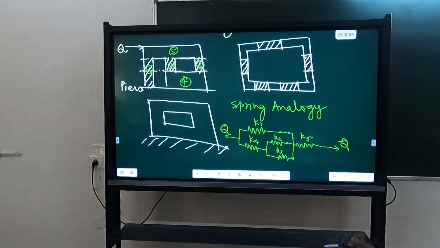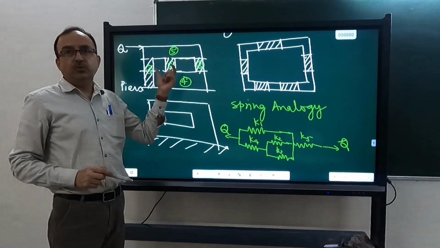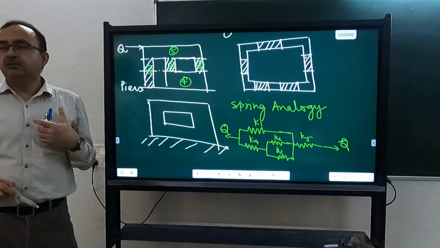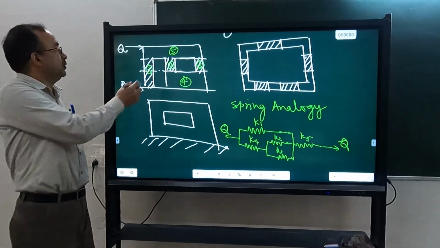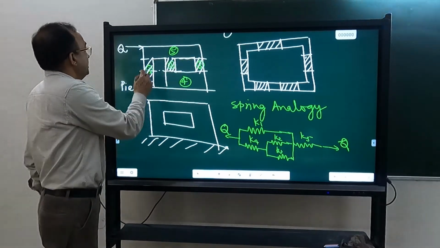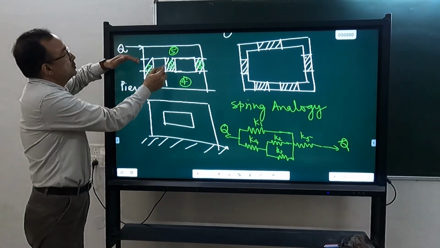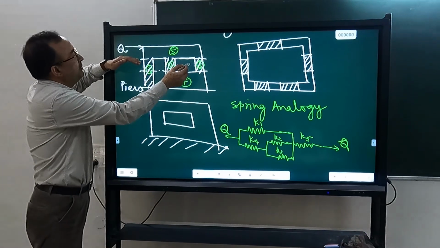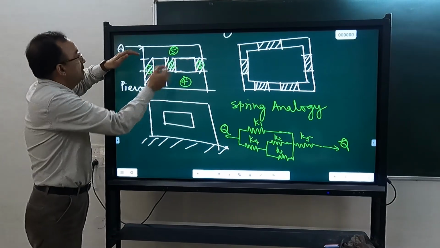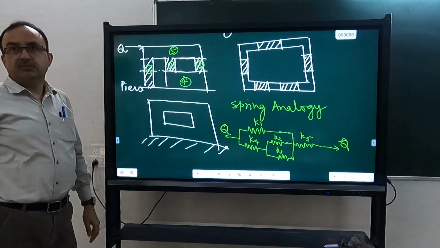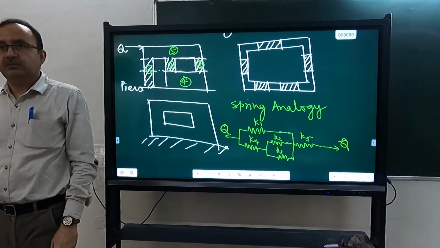You agree? This arrangement I have shown, K2 and K3, pier 2 and 3, these are in parallel. You agree? How we decide? Again same, if the displacement is same, you can see that the interstory drift is same. But 1, 2 and 3, the drift is not same because 1 is connected here. So 2 and 3 and 4. 2 and 3 in parallel, and that combined with 4 is in series, and this whole is in parallel with 1, and then 5 is in series with this.